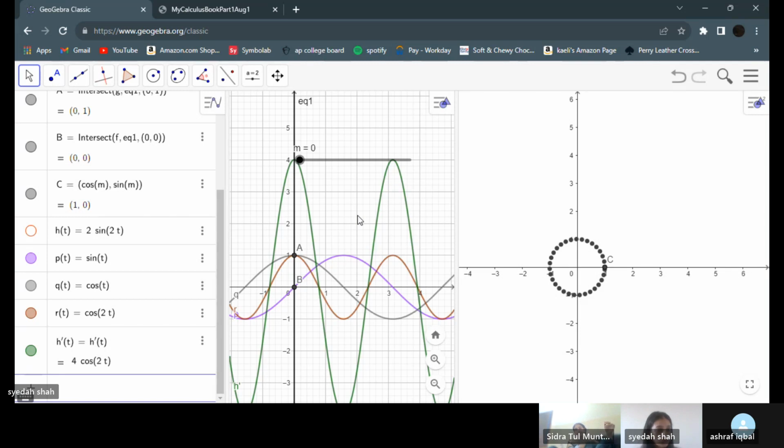Okay. So, Sanya, there is a circle, and there is this point C that is moving in the circle. Right, so we are just going to keep the velocity. We are just going to find the velocity of this one. One minute. Okay, Sidra.